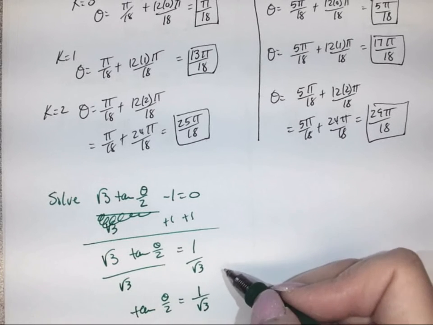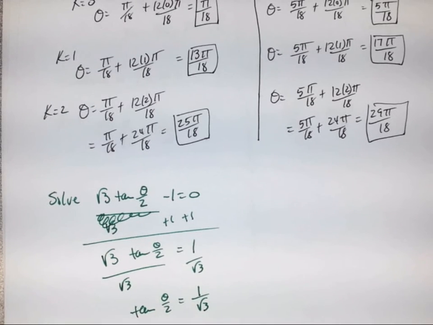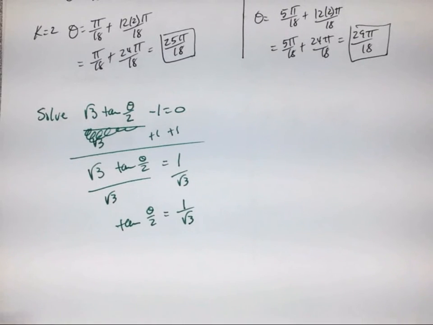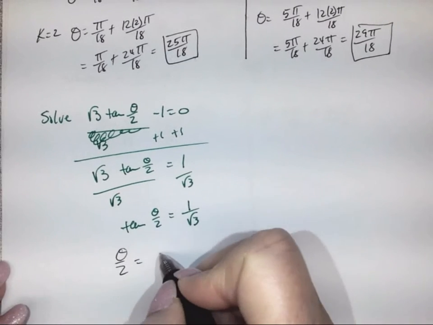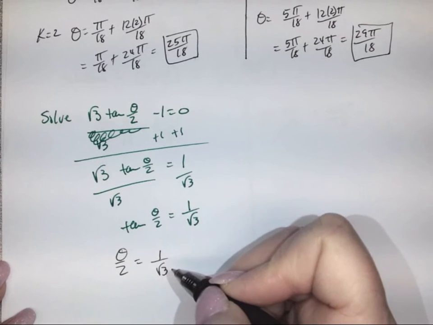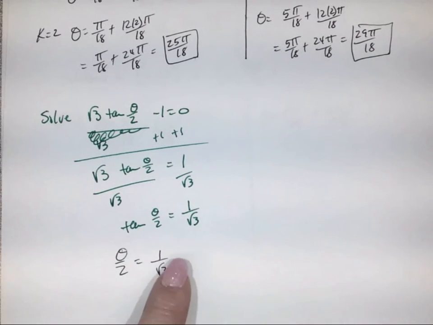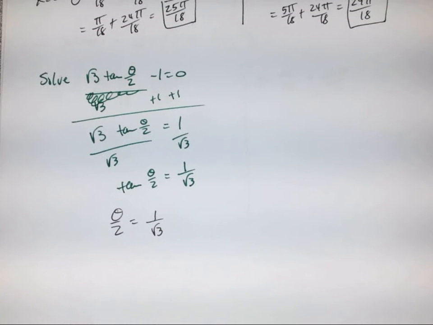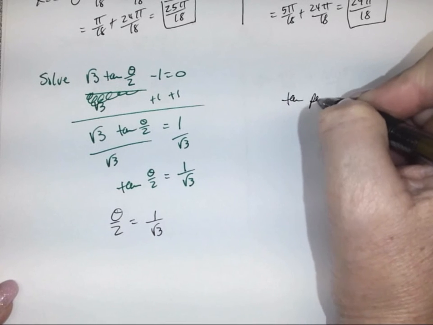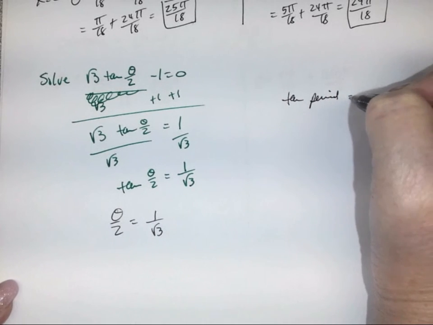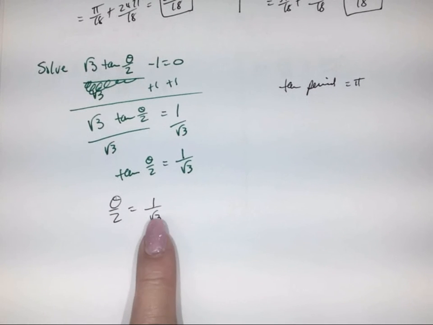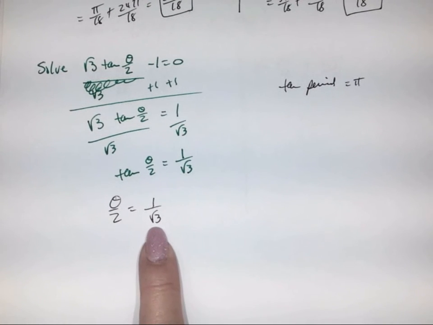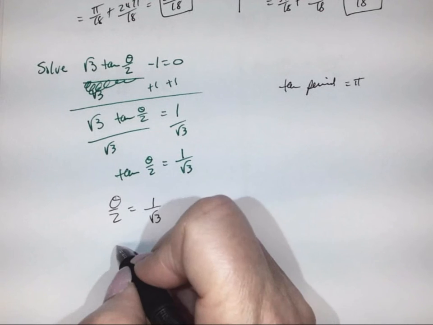So if we're looking at the solutions, we are now looking at the fact that we have tangent of theta divided by 2 is equal to 1 over the square root of 3. So where does our tangent equal 1 over that square root of 3? Well, that's going to happen at pi over 6. And again, this is by knowing our unit circle. The period of tangent is pi, and looking at the unit circle, that's what we would get, at pi over 6.